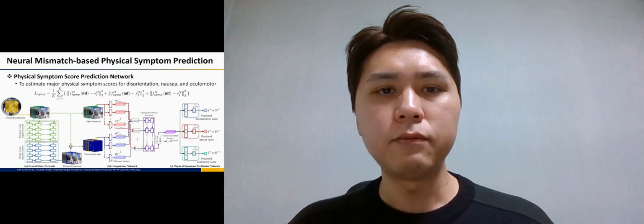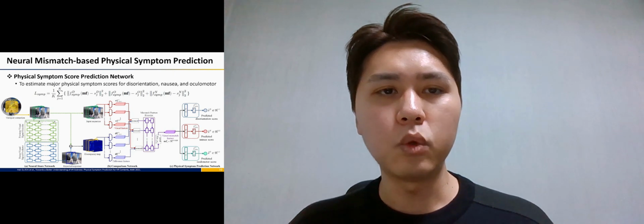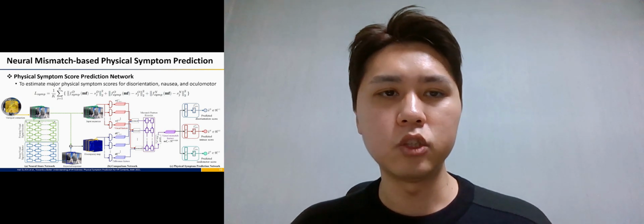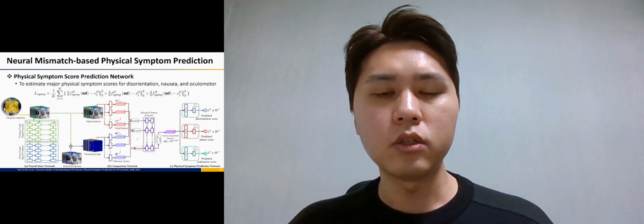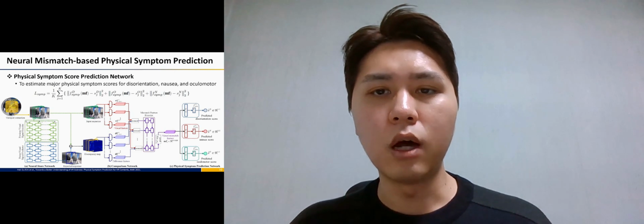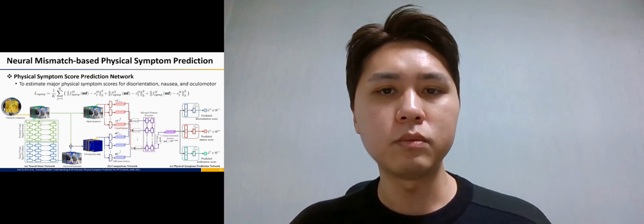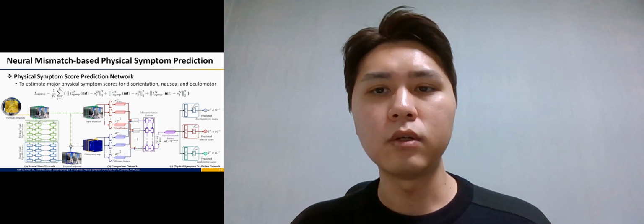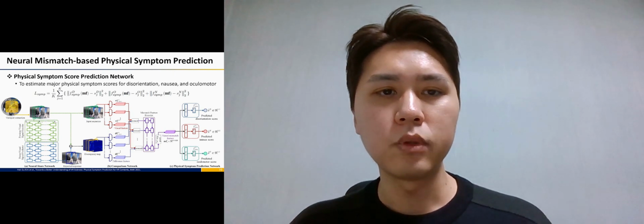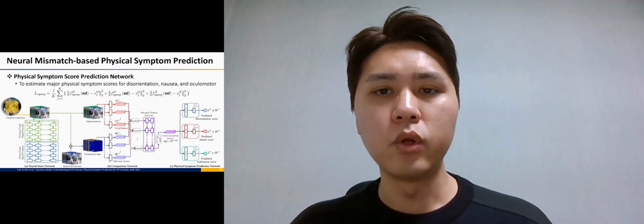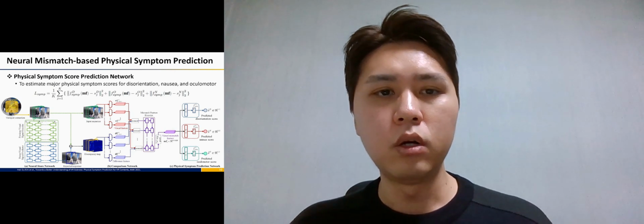Finally, in the proposed physical symptom score prediction network, the degrees of three major symptoms of sickness are predicted from the latent neural mismatch feature. The symptom score prediction network plays a role in nonlinearly mapping the high-dimensional neural mismatch feature space onto the low-dimensional symptom score space.